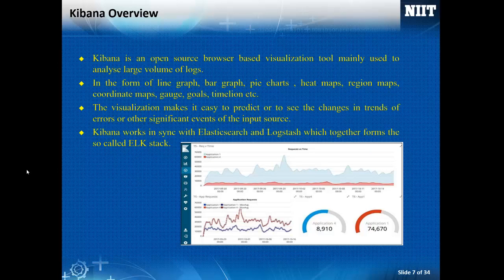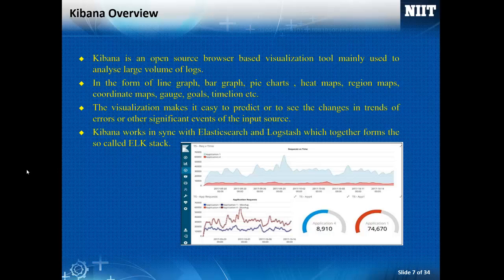Kibana is open source and Apache 2.0 licensed. It's a data visualization platform that helps in visualizing any kind of structured and unstructured data stored in Elasticsearch indexes. As I told you, Kibana is an open source browser-based visualization tool mainly used to analyze large volumes of logs in the form of line graphs. So using these logs and using Kibana, you can draw line graphs, bar graphs, pie charts, heat maps, region maps, coordinate maps, gauges, goals, timelines, etc.